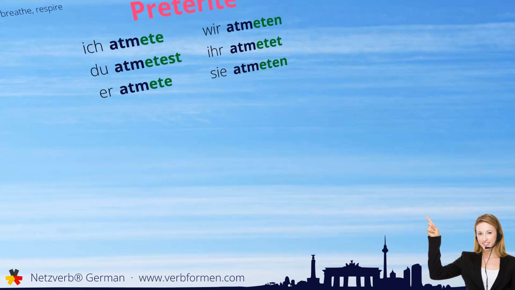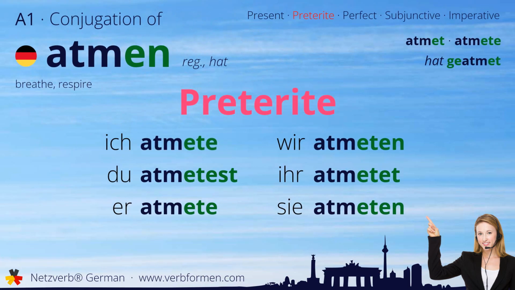Next up is the preterite. Ich atmete. Du atmetest. Atmete. Wir atmeten. Ihr atmetet. Sie atmeten.